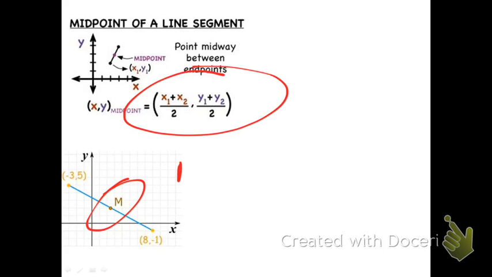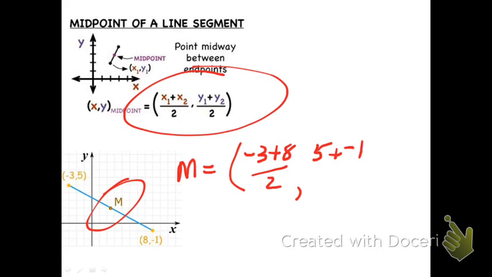So to find the midpoint of this segment, to find the x-coordinate, I'm going to take and add the two x-coordinates together, so I have -3 and 8, and divide that by 2. Same thing holds true for the y-coordinate of the midpoint. It's the average of the two y-coordinates of the endpoints. So I'm going to add the two y-coordinates together, so I have 5 plus -1, and again divide that by 2. That's going to give me my average.